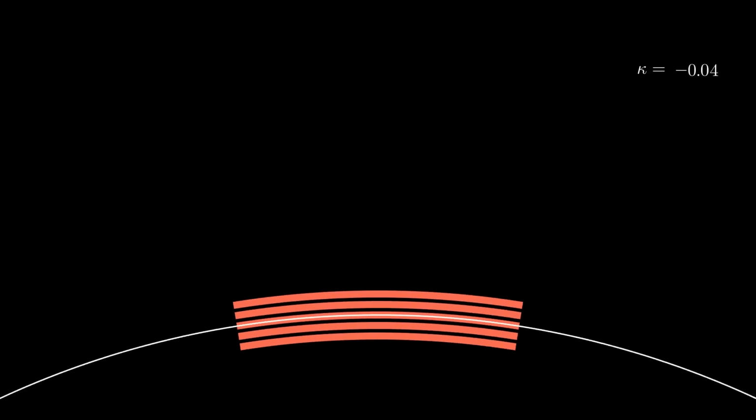If we draw a circle tangent to this layer, we can use its radius to quantify how much the beam bends. It's convenient to define the quantity kappa for curvature as the inverse of the radius. If curvature is 0, the beam is completely straight. If the curvature is negative, the beam is bending the other way.